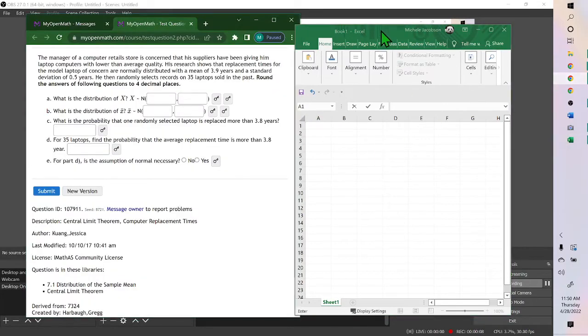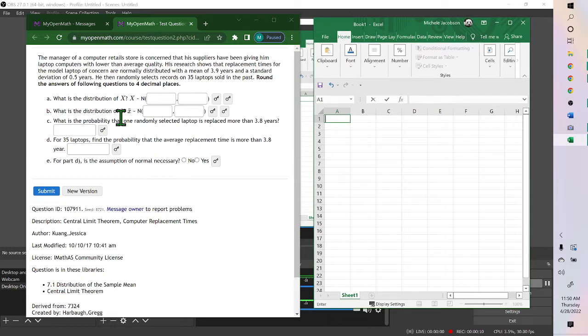Hello. For this problem, the first part, let's see. The manager of a computer retail store is concerned that his suppliers have been giving him laptop computers with lower than average quality. His research shows that replacement times for the middle model laptop of concern are normally distributed with a mean of 3.9, so that's our mean, and a standard deviation of 0.5 years. He then randomly selects and records 35 laptops sold in the past. Round your answers to 4 decimal places.